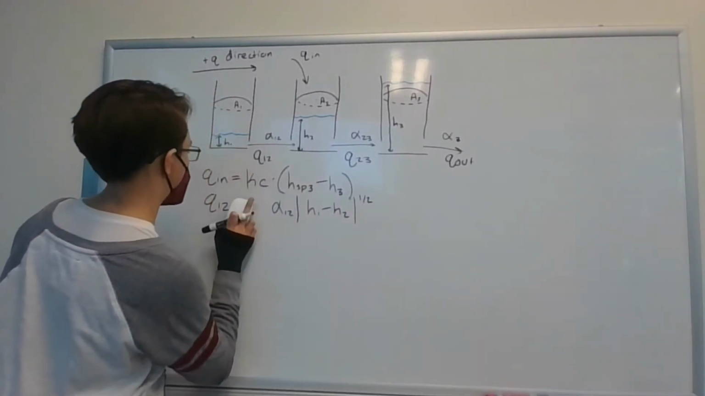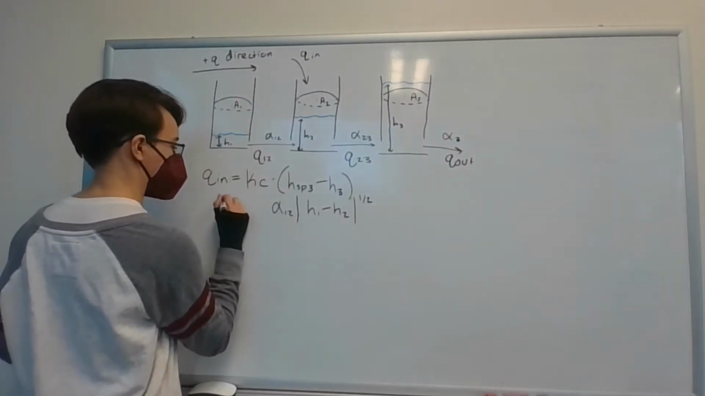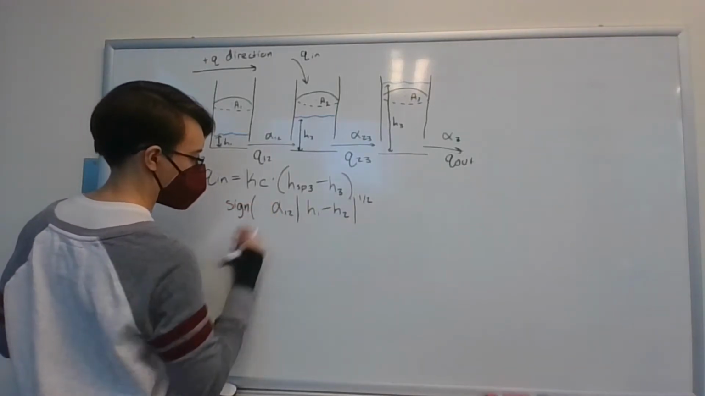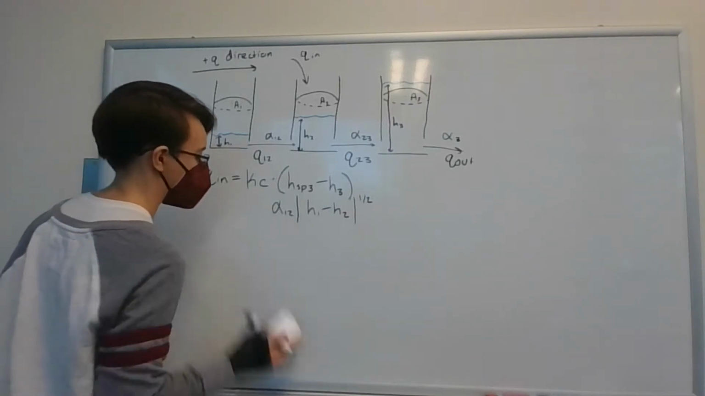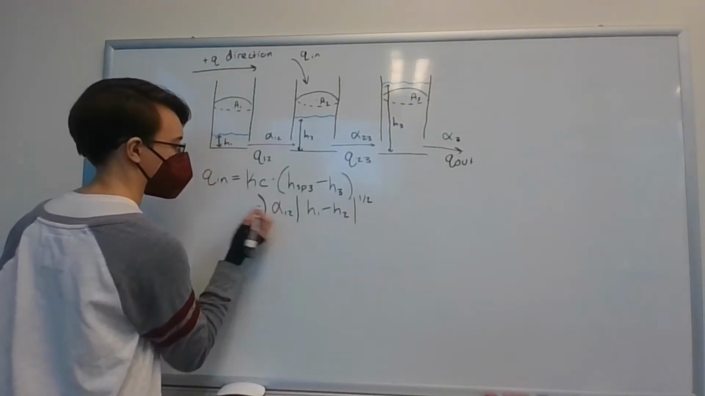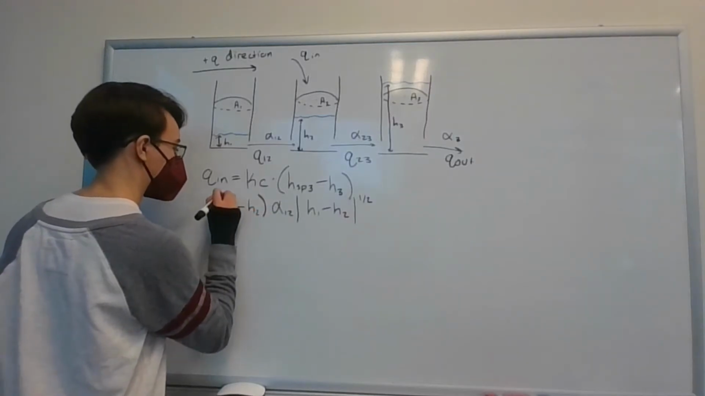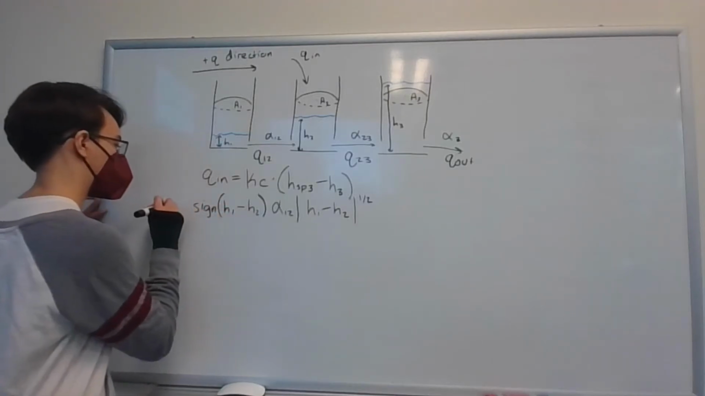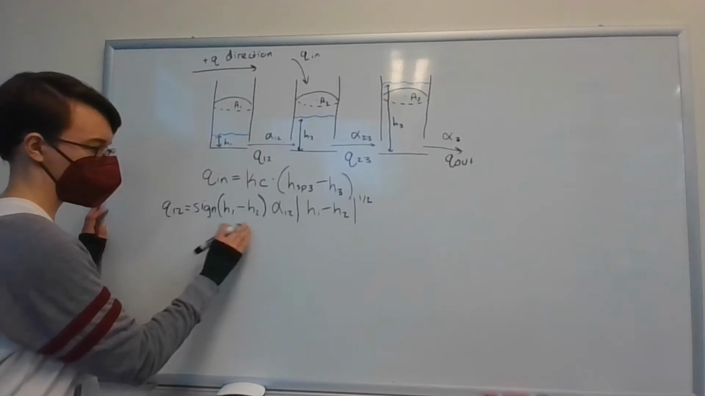I'm going to need more room to write that. So we're going to multiply this by the sign. Still going to need more room to write that. So we multiply this by the sign of H2 minus H1.